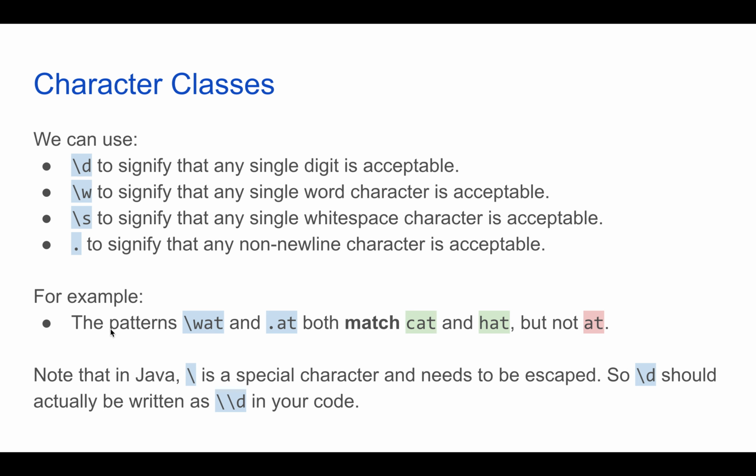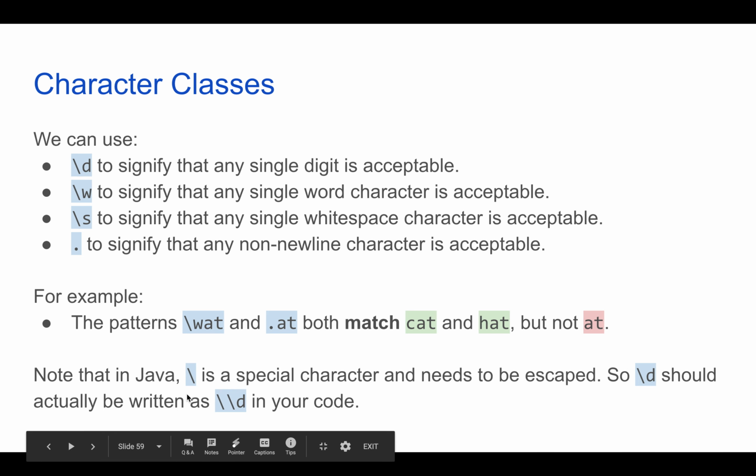Okay, so for example, the pattern \wAT, so \w is a special character, right? So this is not wAT, this is \wAT. That \w means any single word character is acceptable, and then followed by AT. So that means any letter and an AT is acceptable. And so cat and hat both match that because C is a letter and H is also a letter, followed by AT, right? But AT by itself does not match because there's no letter that comes before AT, right? And also note that .AT also works as well because that's just more things are allowed, right? You can have 0 AT and that will match .AT, right? Okay.